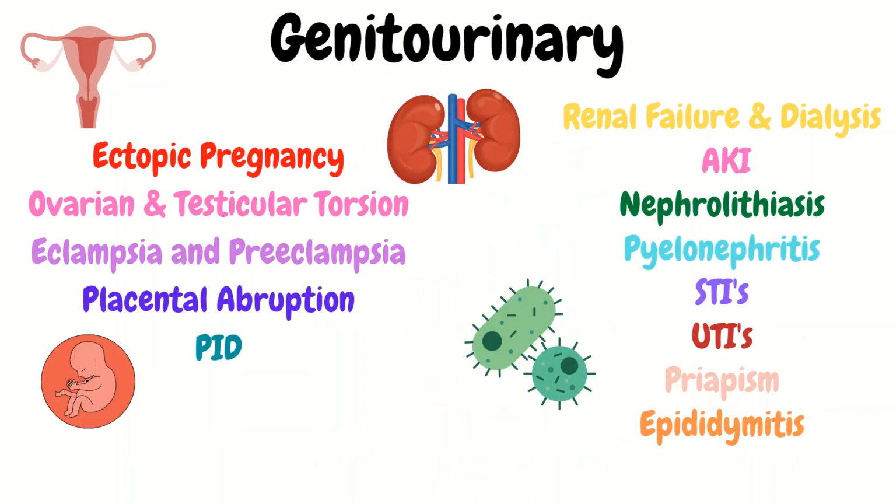Next, we have ectopic pregnancy, ovarian and testicular torsion, eclampsia and preeclampsia, placental abruption, pelvic inflammatory disease. Then there's also renal failure and dialysis, acute kidney injury, nephrolithiasis, pyelonephritis, STIs, UTIs, and priapism.